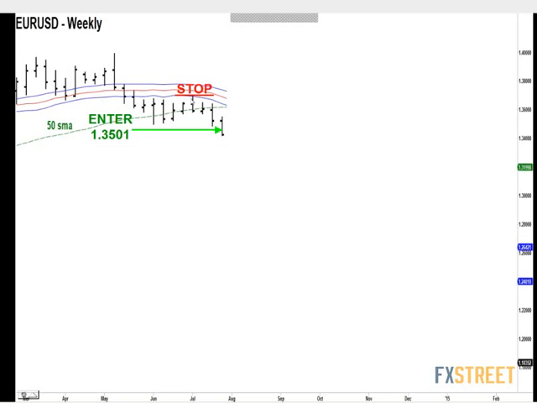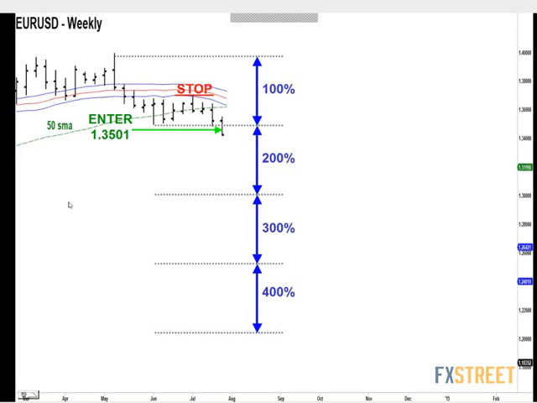And you would have placed your stop right up here, roughly around 37. So you're risking a couple of hundred pips on a weekly basis, which is not that bad. So all we do now is measure the range from where the sell-off began to where that short-term bottom was. That's 100%.